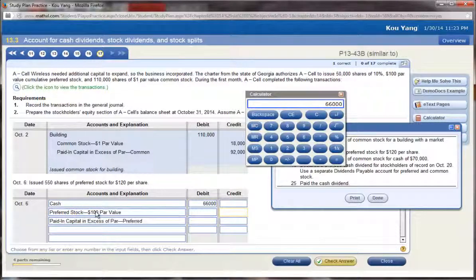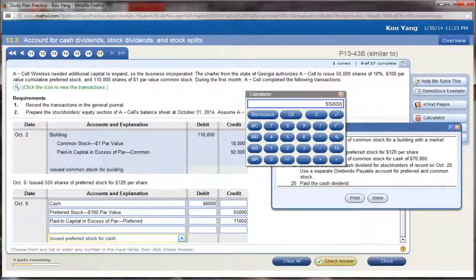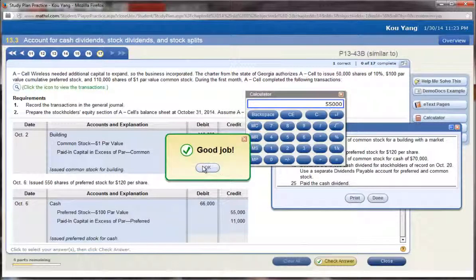And our par is $100 par, so I'm going to take 550 times 100 for my par of 55,000. And my paid-in capital in excess of par, or the over amount, is taking the 55,000 from the 66,000 equals 11,000. And my description is going to be issued preferred stock for cash. And that's how you do that one.